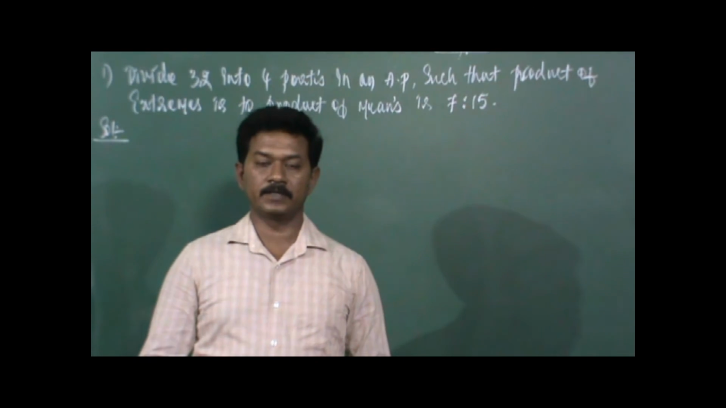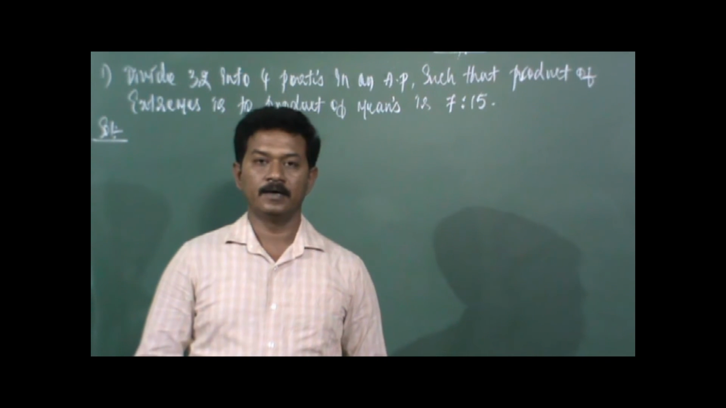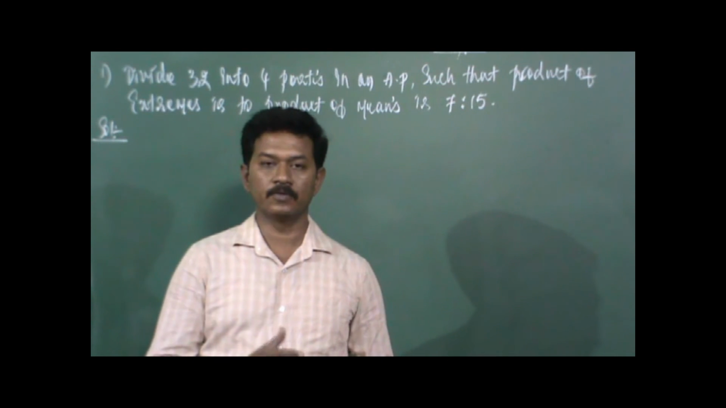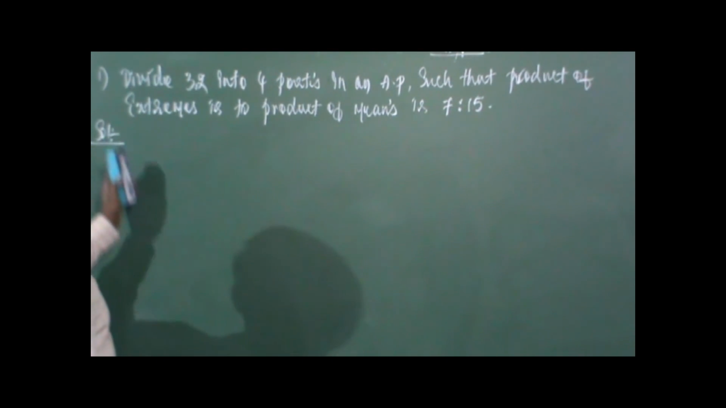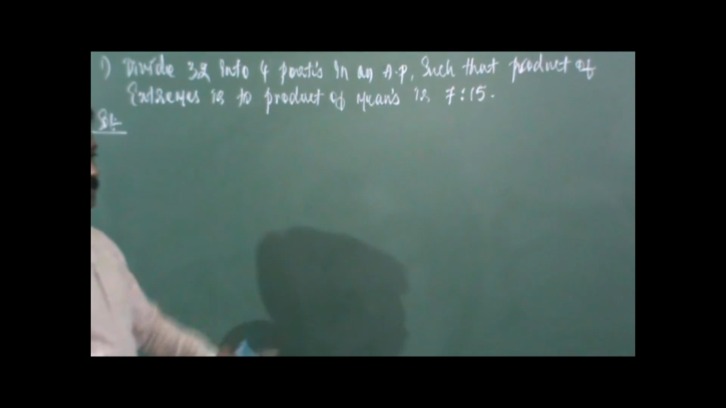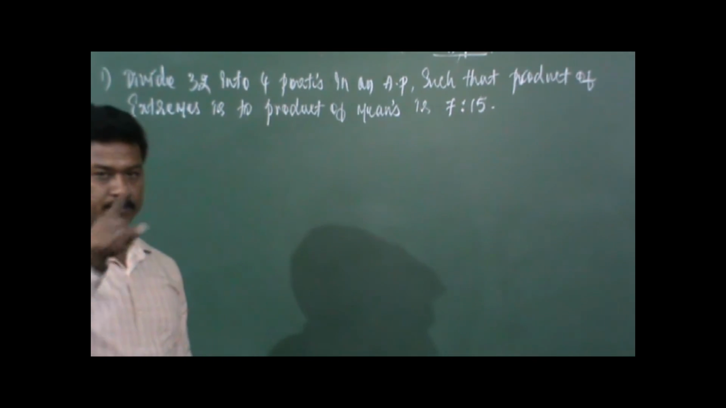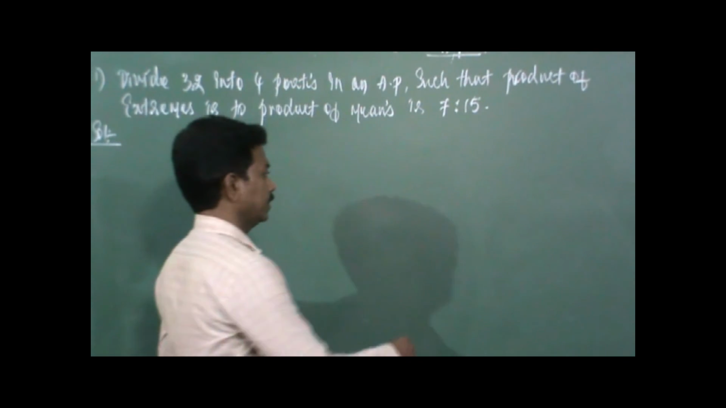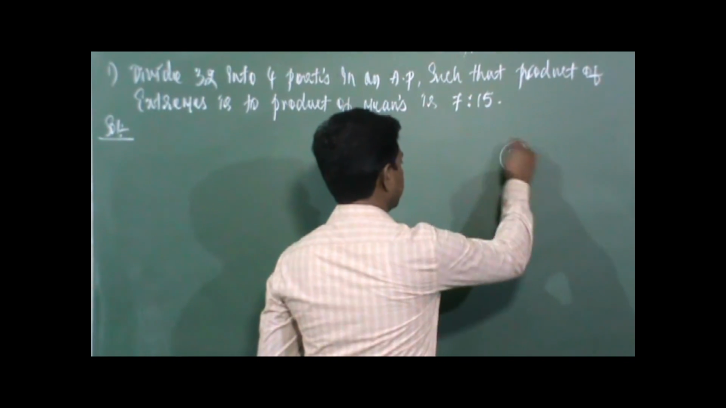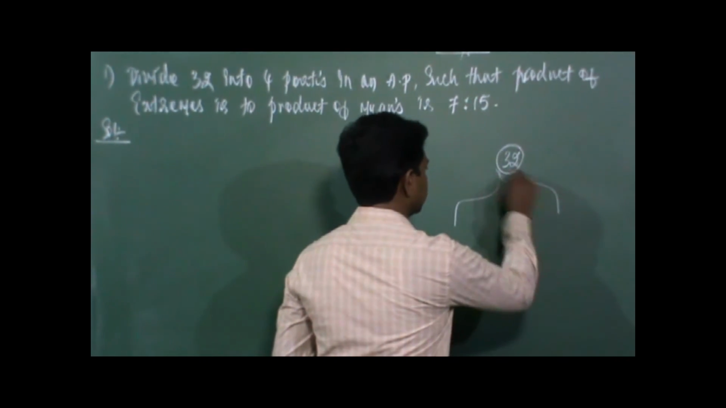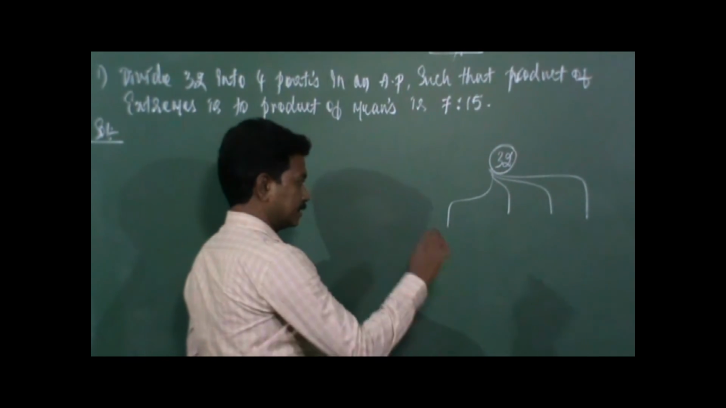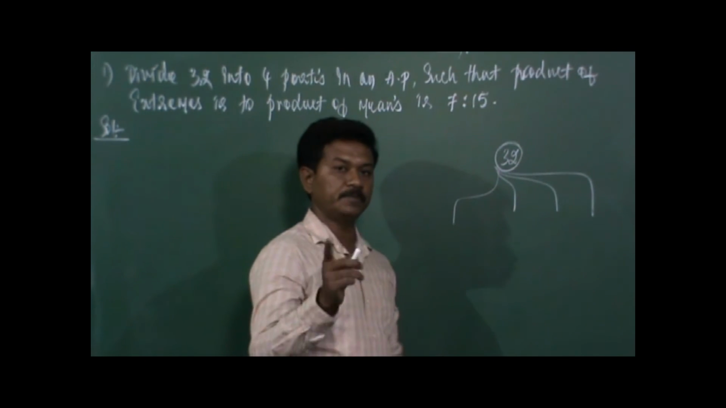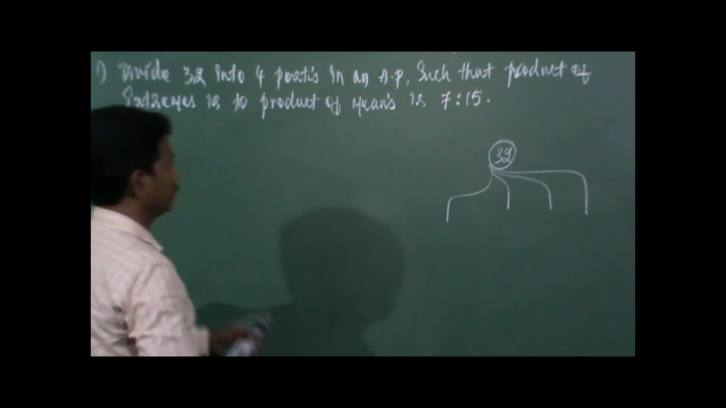Now we are with a very important problem in AP, that is for 4 marks. That's very important. We'll go with this. Divide 32 into 4 parts in an AP. So we have a number 32. We have to divide this 32 into 4 parts: first part, second part, third part and fourth part, such that these 4 parts we get after dividing 32 should be in AP. That's the condition.